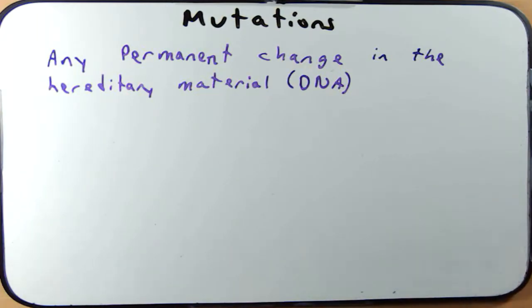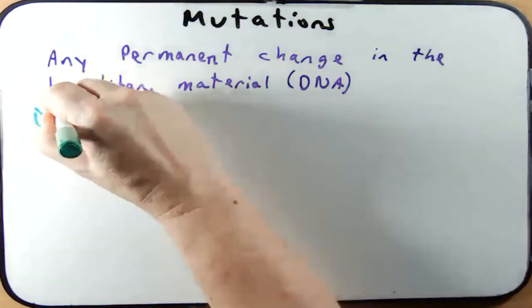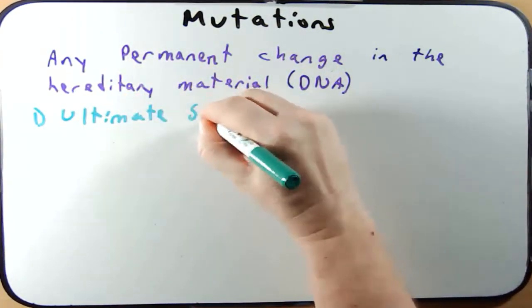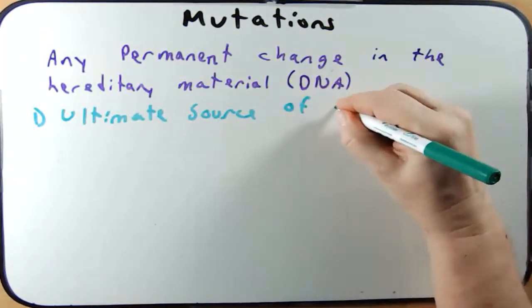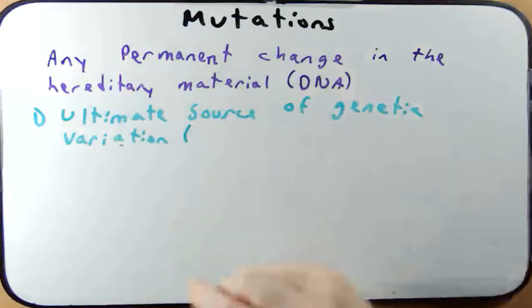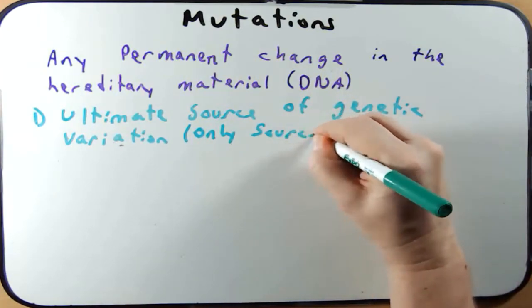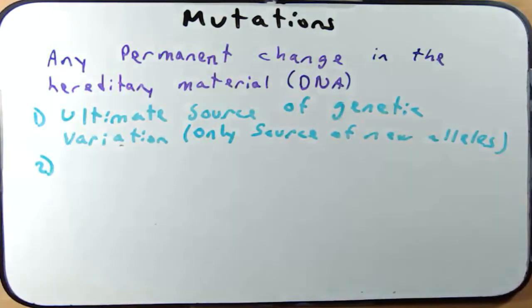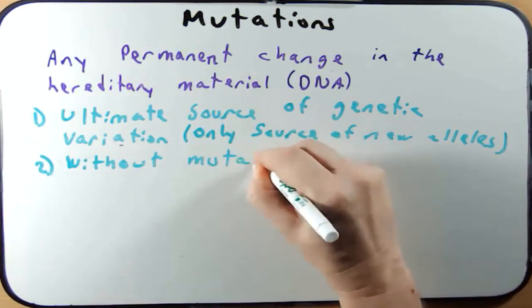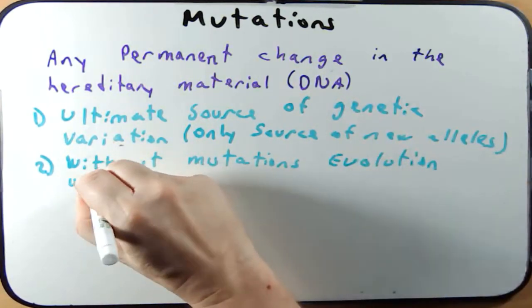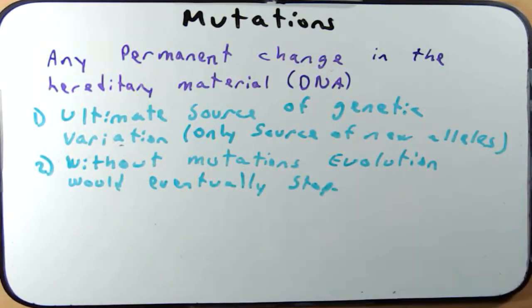We're going to talk about a few types of mutations in just a moment, but I want to point out a few reasons why mutations are so important in evolution. Probably the most important is that they're the ultimate source of genetic variation. Another way of thinking about this is that it's the only source of new alleles. Next is that without mutations, evolution would eventually stop, because they are the source of any new alleles that are going to enter into a population.